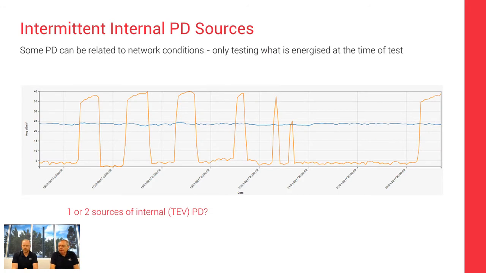So let's look at a couple of examples. This is one where we've got 2 sources of TEV depending on the time that you're testing. The blue line is a nice constant source of partial discharge activity, and the orange line is a higher one that's coming in and out based on either network conditions or loading or something of that nature. You can see that one is going up to higher levels of activity when it is active. So depending on the time of day or which day we're testing, we could miss that orange source of activity.